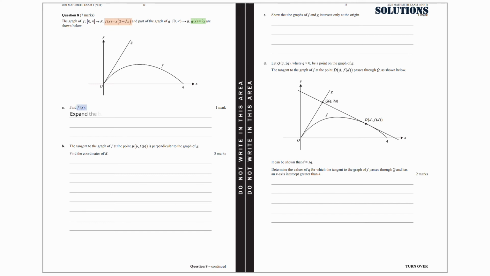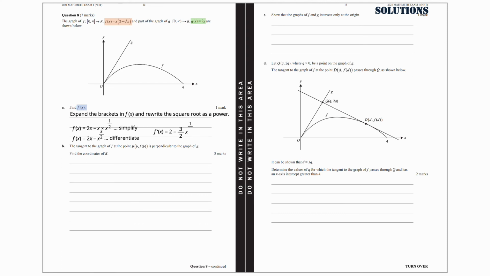Let's expand the brackets in f of x and rewrite the square root as a power. So f of x equals 2x minus x times x to the power of a half. We simplify this, and f of x equals 2x minus x to the power of 3 on 2. We can now differentiate, so f dash of x equals 2 minus 3 on 2 x to the power of a half.